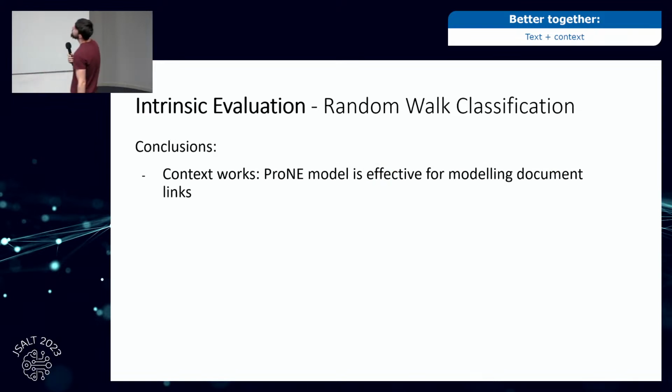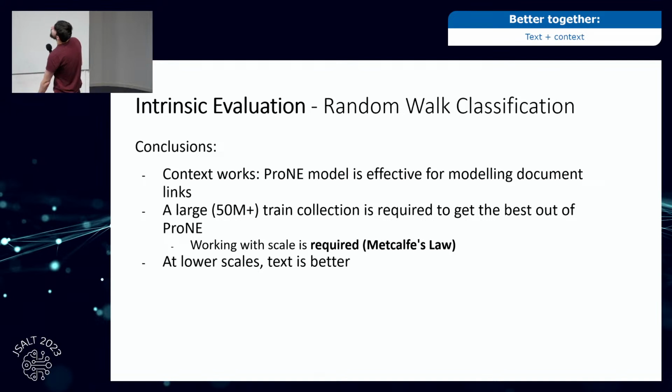Okay, so the conclusions from the intrinsic evaluation are that context works. The prone model is very effective for modeling document links. But you need a large collection to get that really going, and we're talking about 50 million to reach the convergence point. So if you want to forecast well, you need a lot of papers before Metcalfe's law really kicks in. And at lower scales, even at about 30 million, text is better.